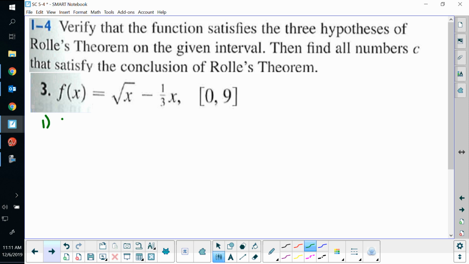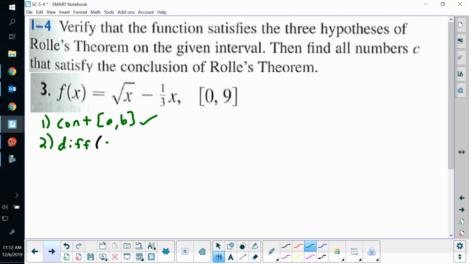So step 1, we want to know, is it continuous on the closed interval [a, b]? Well, the negative 1/3 x part, that's linear. That's good everywhere. Radicals, we've got to make sure we don't have negatives under the radical. And on 0 to 9, there will be no negatives under the radical. So we're okay for continuous for those. And remember, we saw early in the year that most of our functions are continuous on their domains.